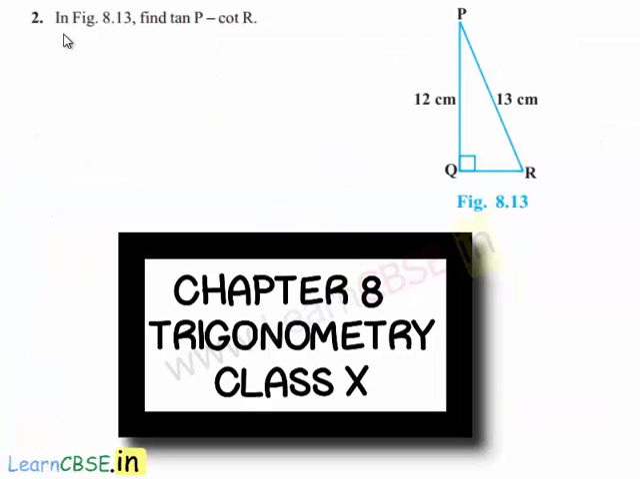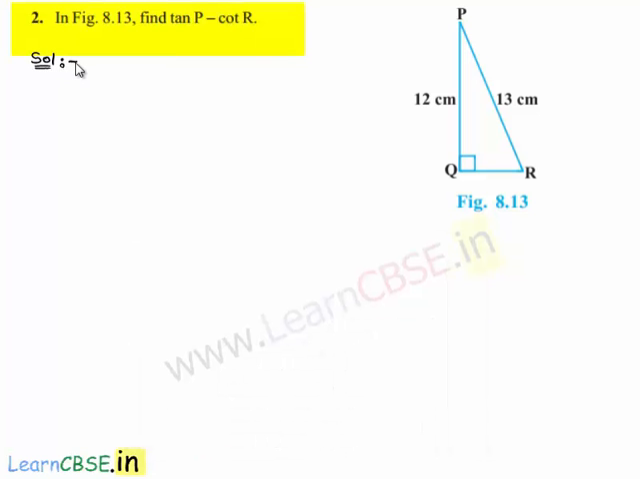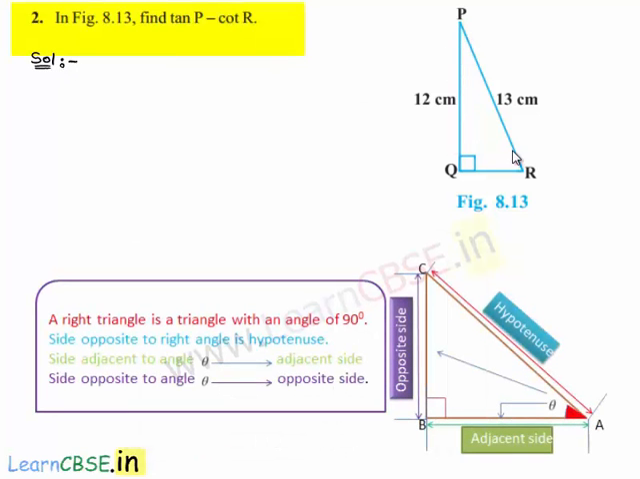Moving on to the second sum. In figure 8.13, find tan P minus cot R. Now moving on to the solution. Here we are given a triangle PQR in which the side PQ is given as 12 centimeters and side PR is given as 13 centimeters.